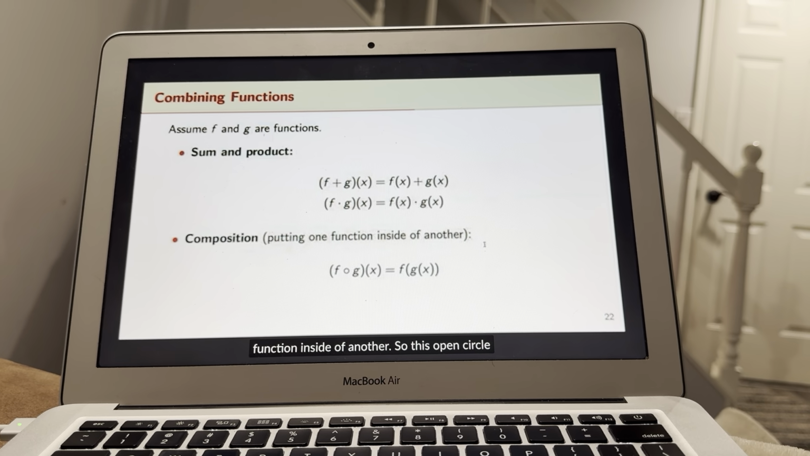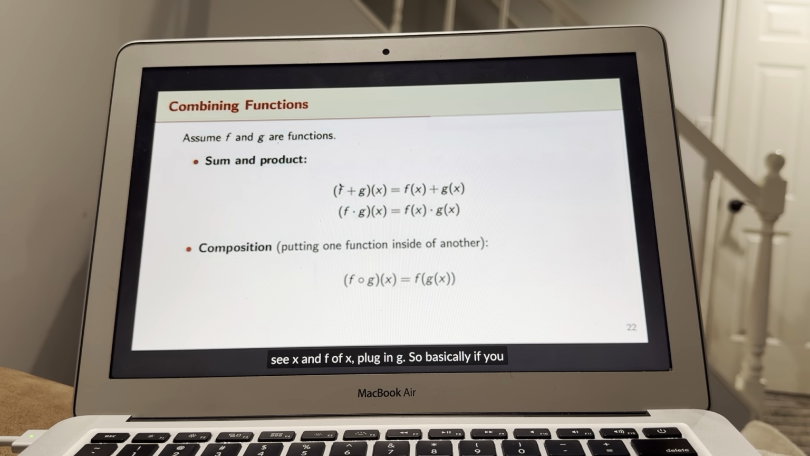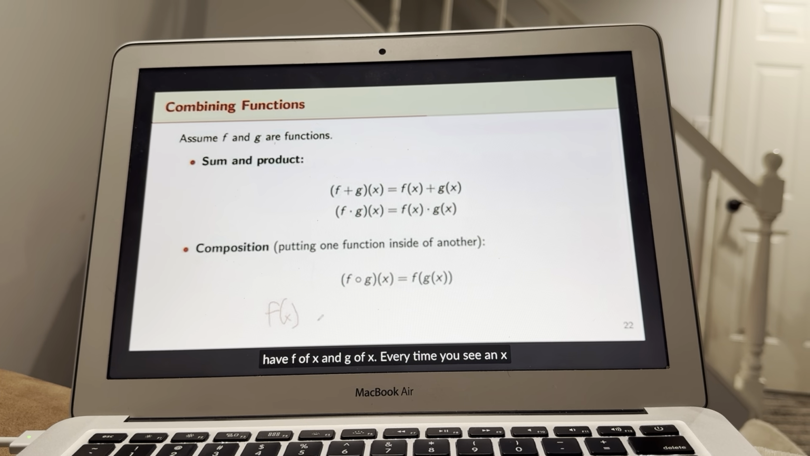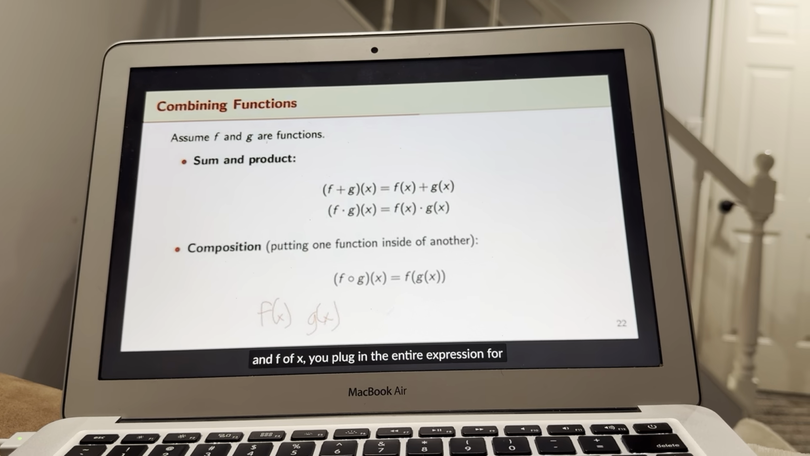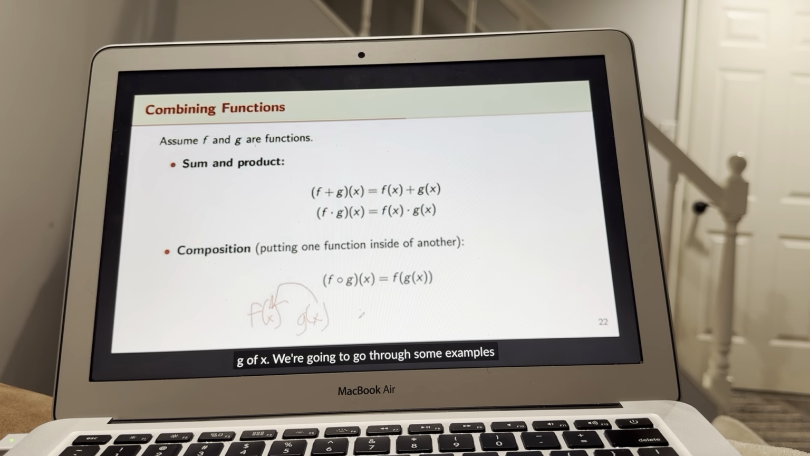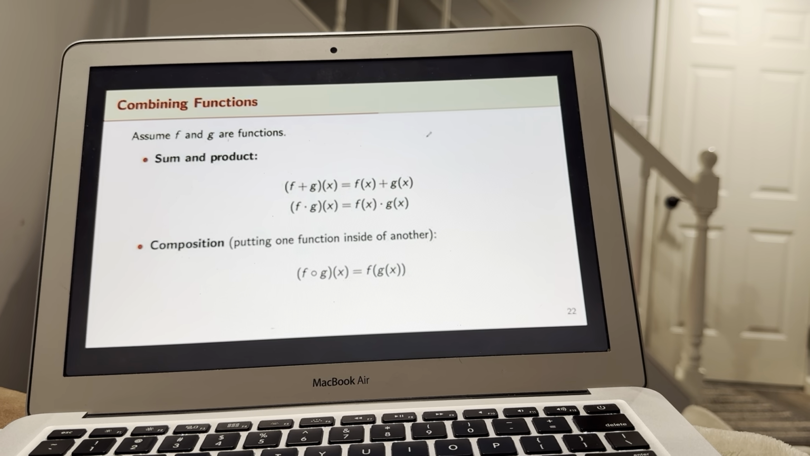So this open circle means compose g with f, which means every time you see x in f of x, plug in g. So basically, if you have f of x and g of x, every time you see an x in f of x, you plug in the entire expression for g of x. We're going to go through some examples where we show what we mean by this. That is a composite function.